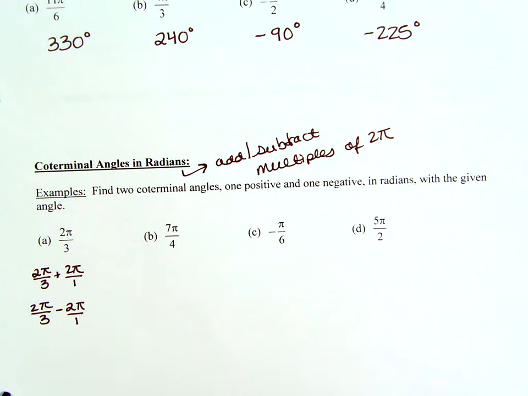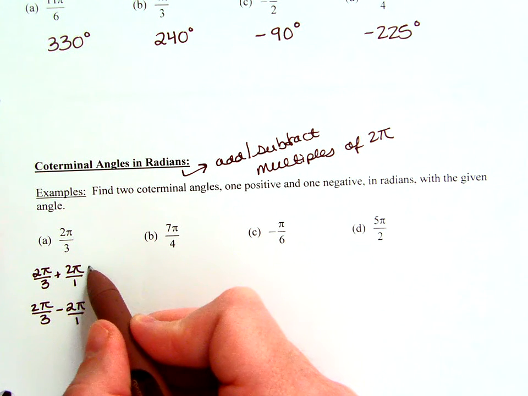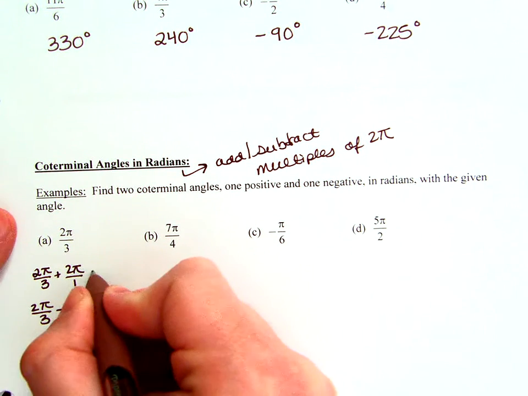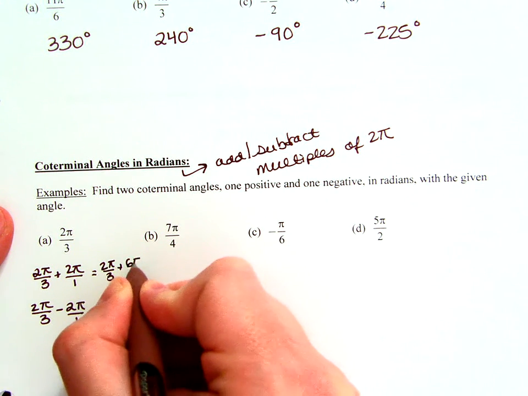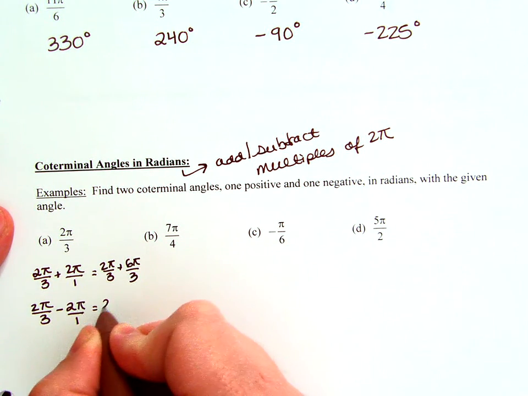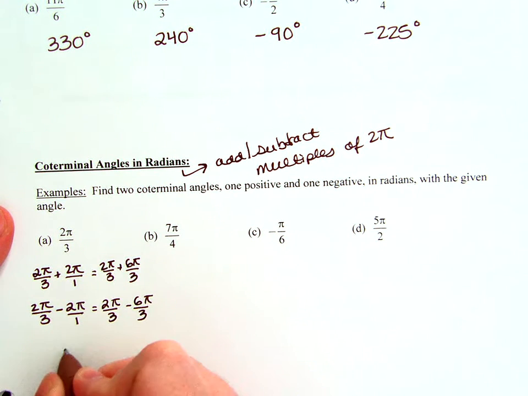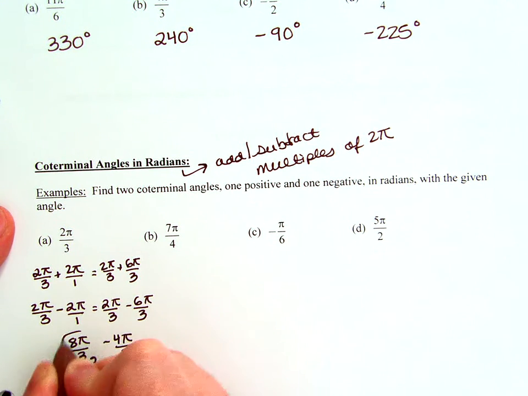Well, not super helpful, because to add fractions, we know we need to get a common denominator. What's 2 pi over 1 with a denominator of 3? Well, I can multiply the top and bottom by 3 to turn 2 pi over 1 into 6 pi over 3. I'm going to get 2 pi over 3 plus 6 pi over 3. And I'm also going to get 2 pi over 3 minus 6 pi over 3. And my two answers over here will be 8 pi over 3 for the positive one and negative 4 pi over 3 for the negative angle.